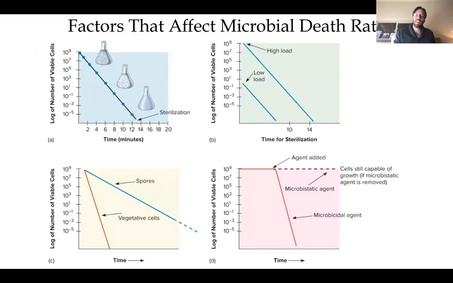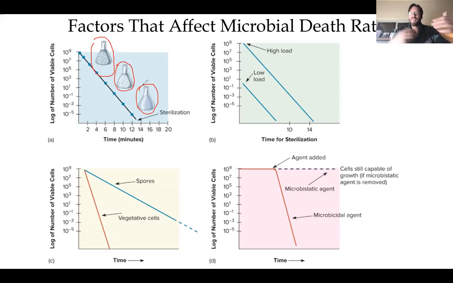Now, one thing that affects the rate in which you kill microbes is time, right? So if you have time on your side, you'll eventually kill stuff off, right? So we look at this right here. We have this flask and it has a number of microbes in it, and we're giving it some microbial control, whether it's heat or a chemical. And over time, it's going to kill the microbes in there and you're going to have sterilization, right?